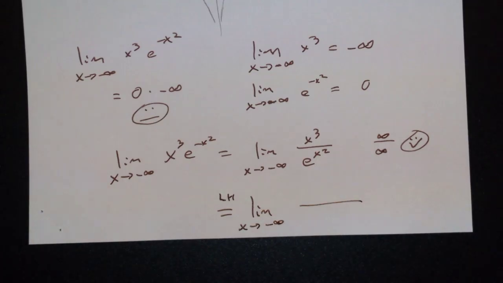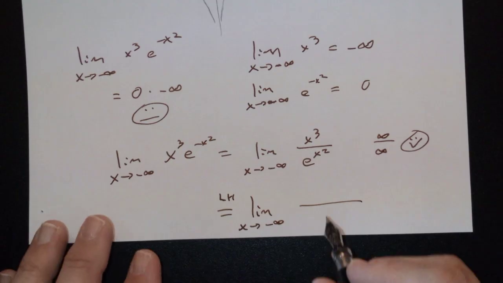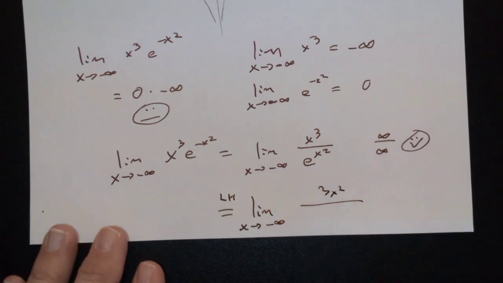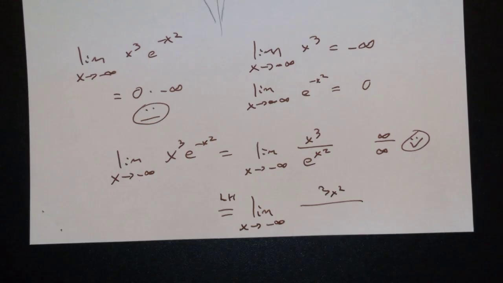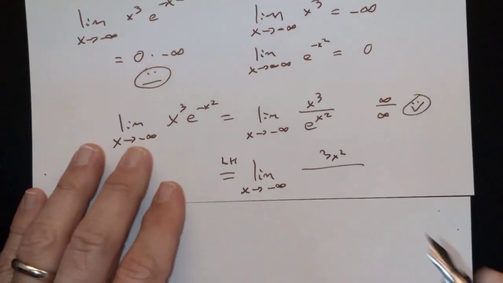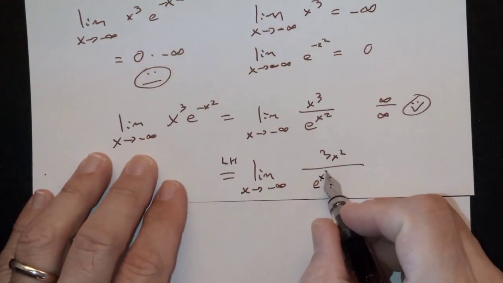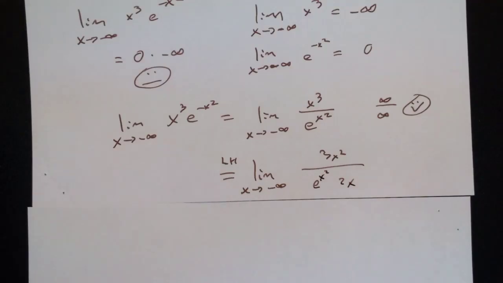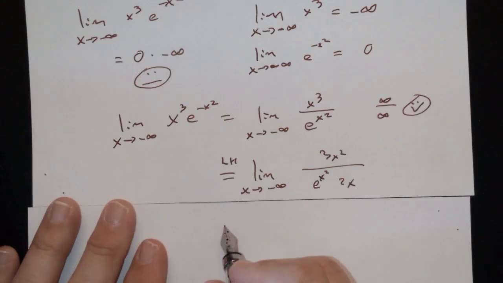What is the derivative of x cubed? Yay! What is the derivative of e to the x squared? Yes, 2x and e to the x squared. Chain rule. E to the stuff, derivative of the stuff. Simplify what you can. What can be simplified here? I can cancel an x.